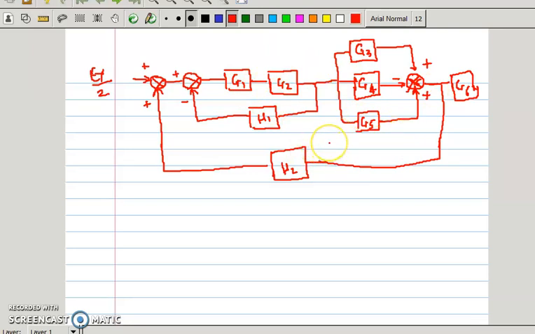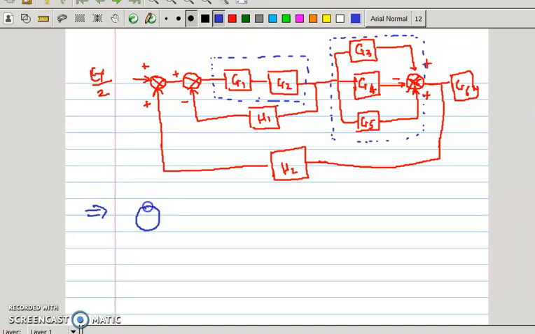So we use the same rules that we already used in the previous example. What is rule number 1? I can see clearly that 2 blocks, G1 and G2, are in series, so we use the series connection rule. And G3, G4, G5 are all in parallel, right? So in one step I will use 2 rules.